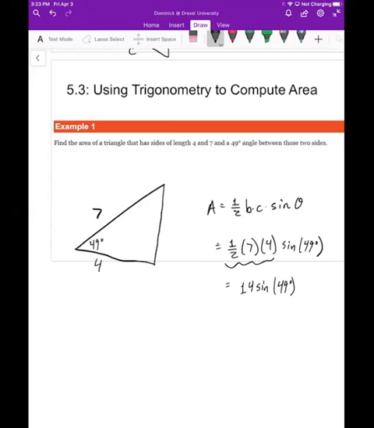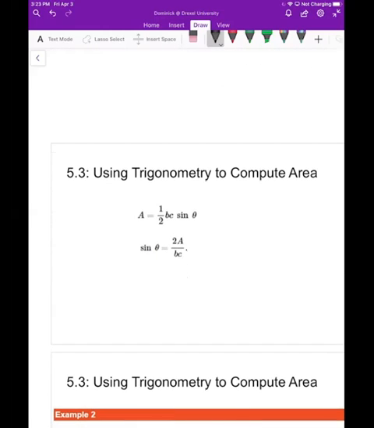All right, so if we punch this into a calculator, in this setting we would want to make sure that we are in degree mode. So we will do 14 times sine of 49 degrees, and again, make sure that you're in degree mode. You'll find that the area is roughly 10.566 square units, I guess. No units were given here, so we could just say square units. That would be the approximate area of this triangle here.